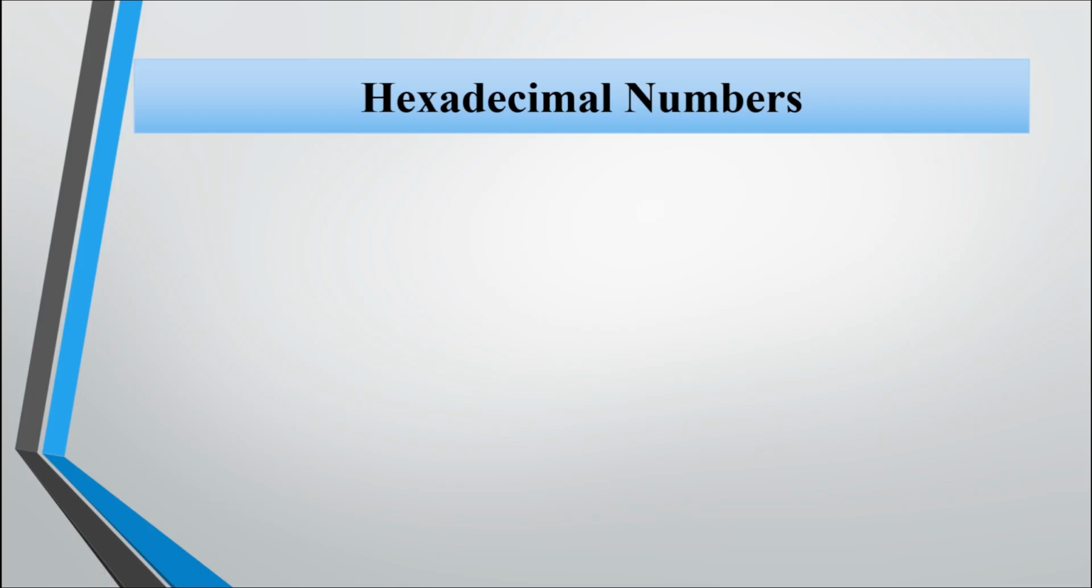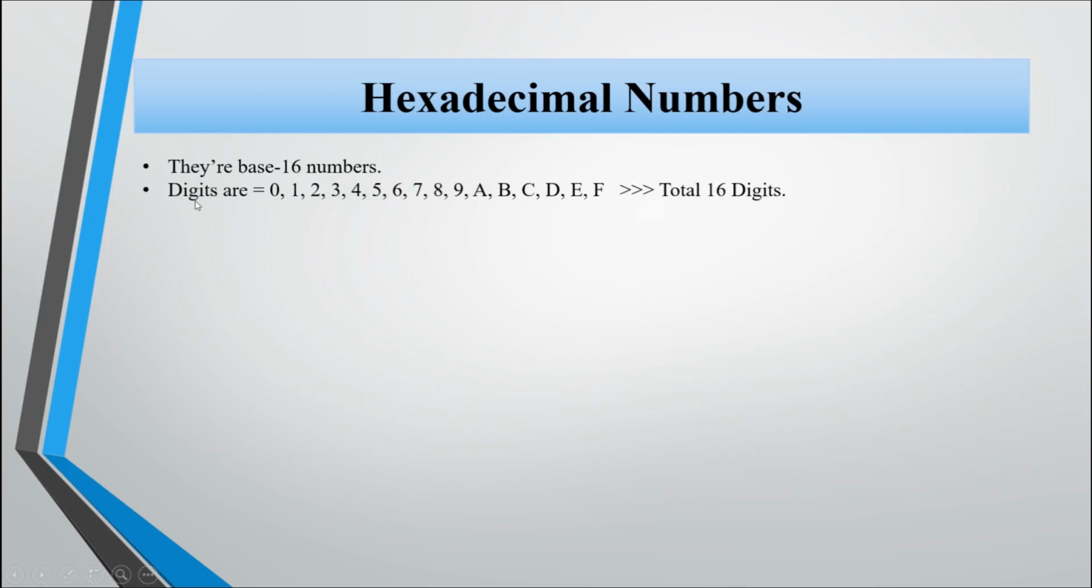Now let's jump to hexadecimal numbers. Hexadecimal numbers are base 16. Digits are 0, 1, 2, 3, 4, 5, 6, 7, 8, 9, A, B, C, D, E, F. We have a total of 16 digits here.